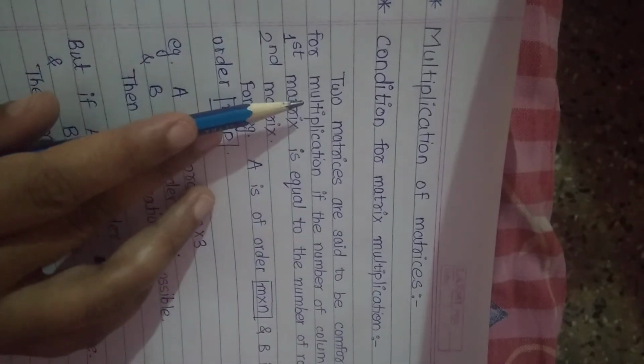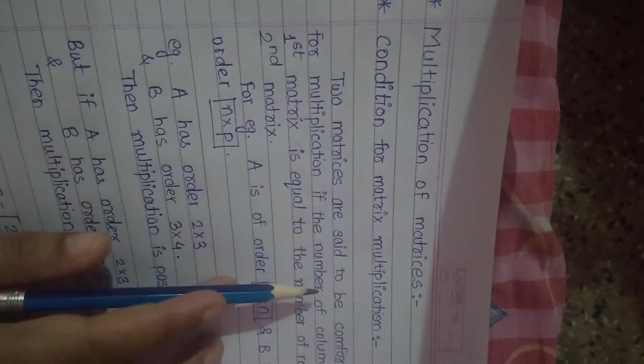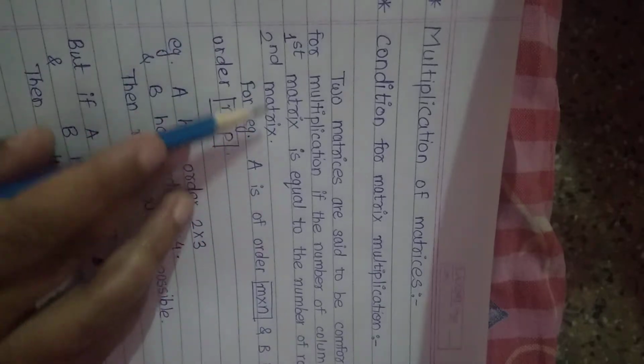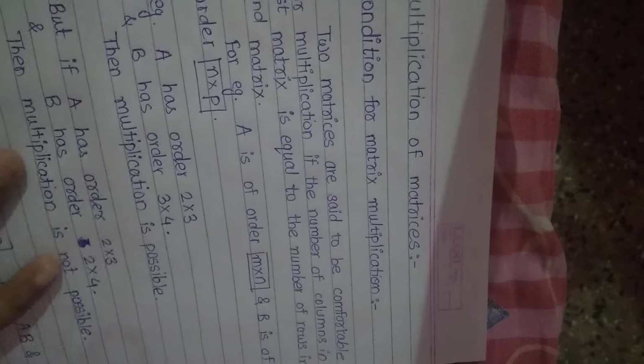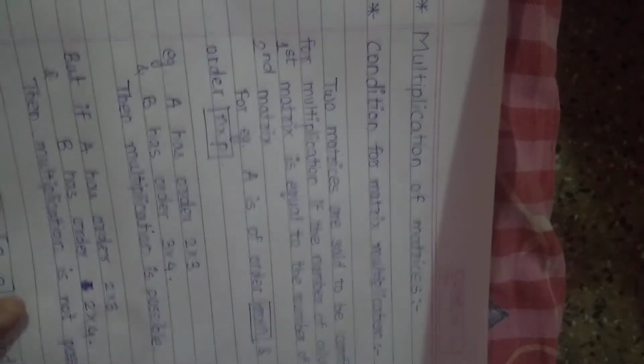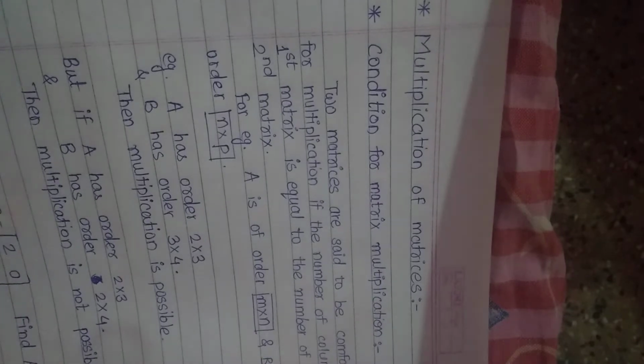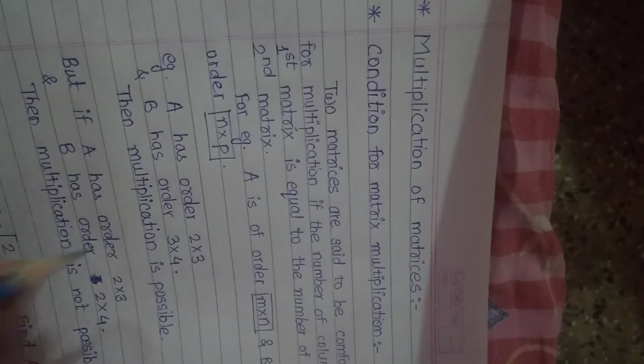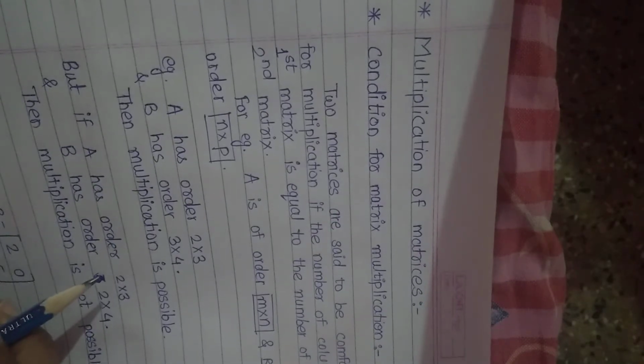The condition is that two matrices are said to be conformable for multiplication if the number of columns in the first matrix is equal to the number of rows in the second matrix. Now what does it mean? We can verify this condition very easily from the order of the two matrices.